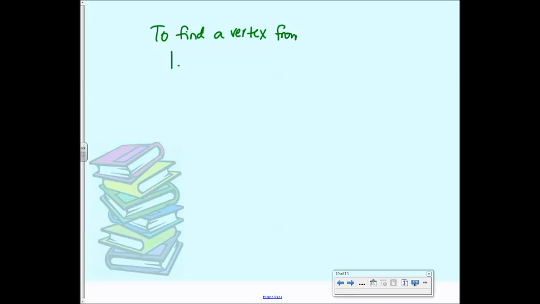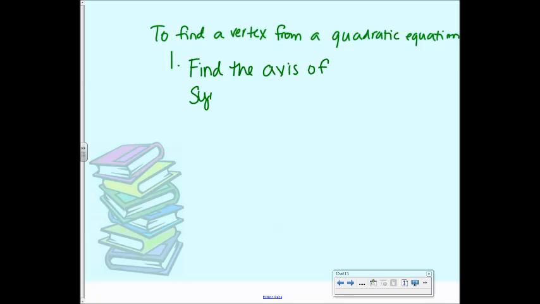All right, so to find a vertex from a quadratic equation, the first thing you want to do is find the axis of symmetry. And to do that, we use the formula x equals negative b over 2a. All right, so remember, we can use that formula to find the axis of symmetry. Then that axis of symmetry is what? Is that our x or y value of our vertex?